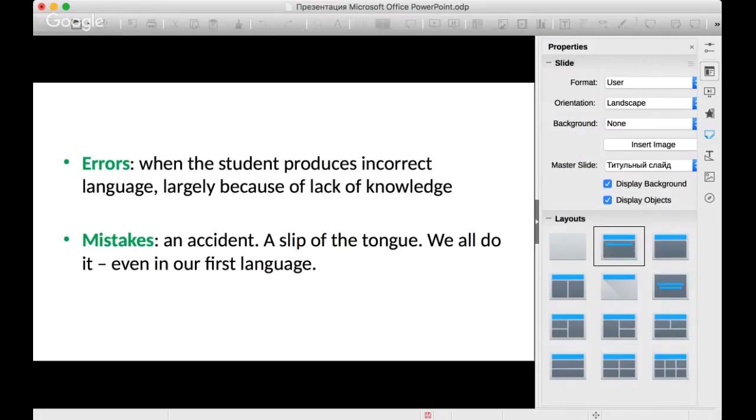So these mistakes we usually don't need to correct because students understand or maybe even don't notice that it is a slip of the tongue or they've made this mistake. And of course, if you're working, for example, with upper intermediate level, if they say he go to school, of course they know that it's correct to say he goes to school, but it's a slip of the tongue, so it happens with everyone. So we need to correct just errors, the mistakes that are because of the lack of knowledge.